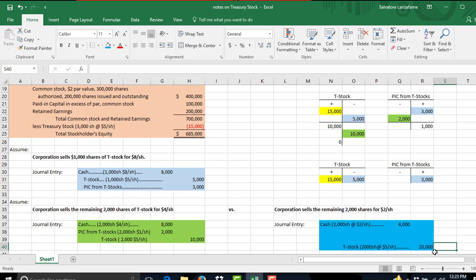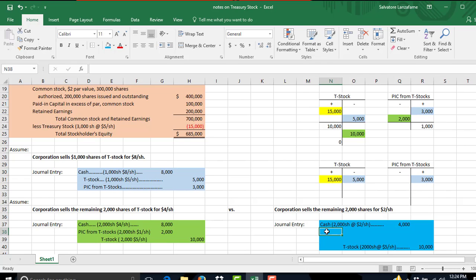So now notice that I have a gap between my debit and my credit. I am $6,000 short. Dun, dun, dun. Houston, we have a problem. And the problem is, remember, here's my PIK from T-Stocks. I only have a $3,000 cushion in that account. I am not allowed to debit it for 6 if it only has 3,000 on the credit side.